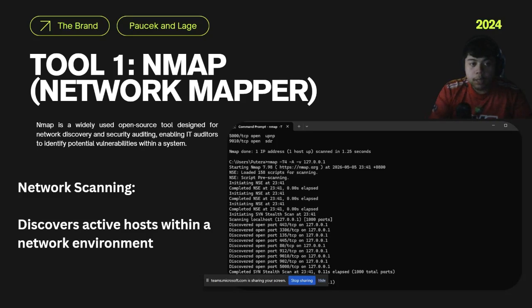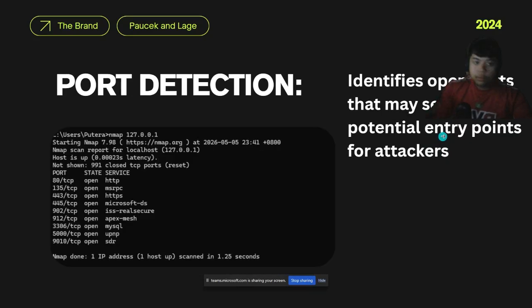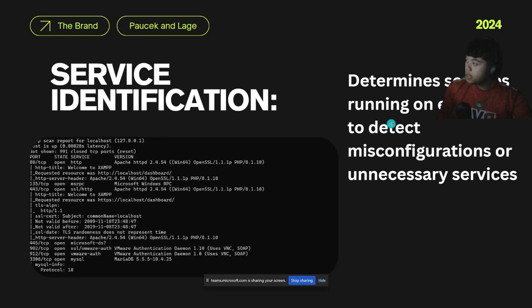The first tool used is Nmap, which is an open source network scanning tool. It is used to discover active hosts and identify potential vulnerabilities within a network. Nmap can also do port detection. It identifies ports which may act as an entry point for attackers if not properly secured. It also can identify services running on each port, which helps detect misconfigurations or unnecessary services.